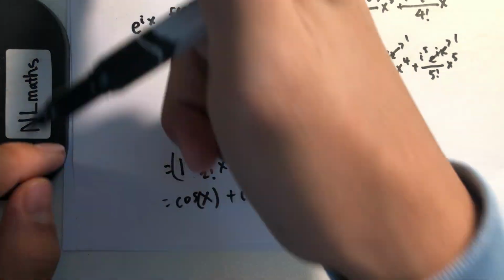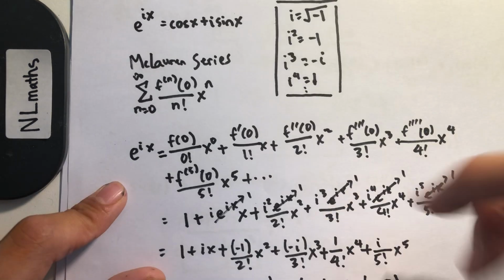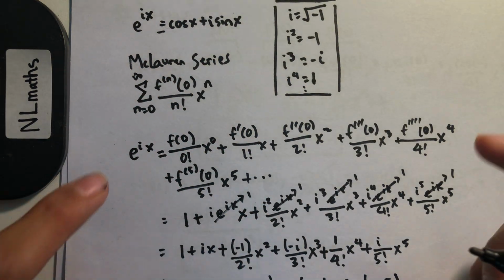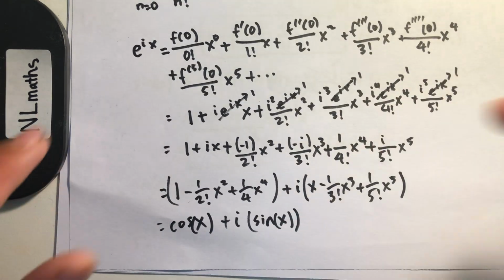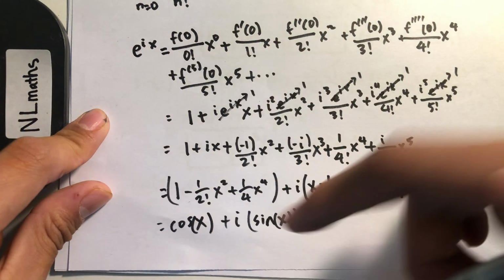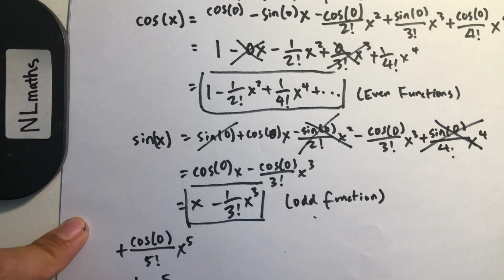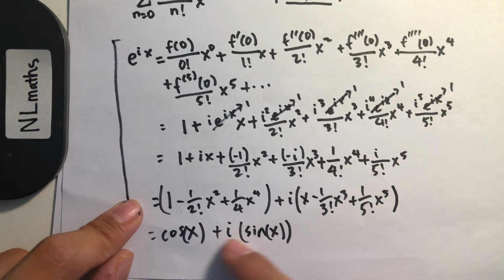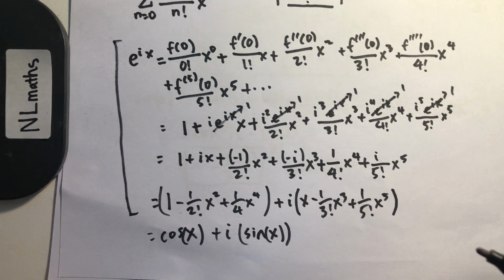So there you have it. We have proved Euler's formula, e to the ix equals cosine of x plus i sine of x, using the Maclaurin series. We looked at the expansion of e here. Then we looked at the expansion of cosine x and sine of x, and we saw how it matched with cosine x plus i sine of x in the expansion of e to the ix.